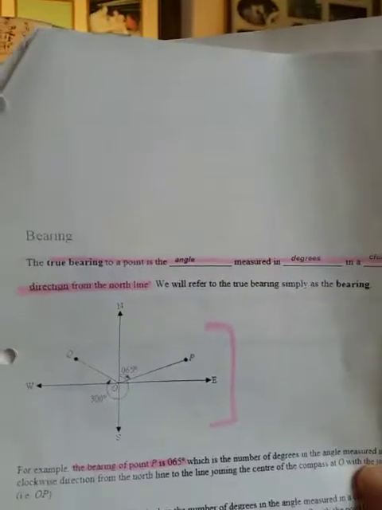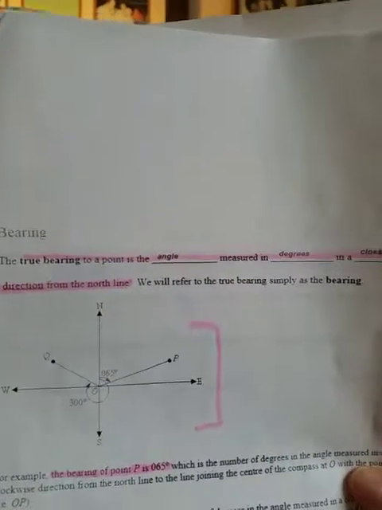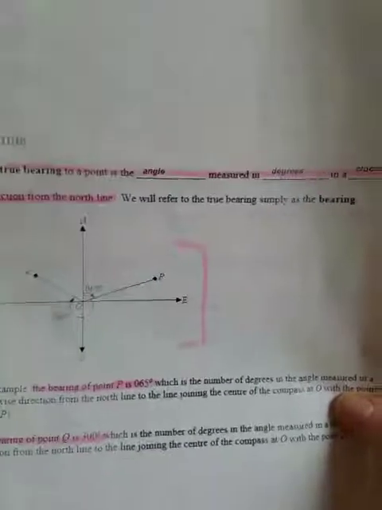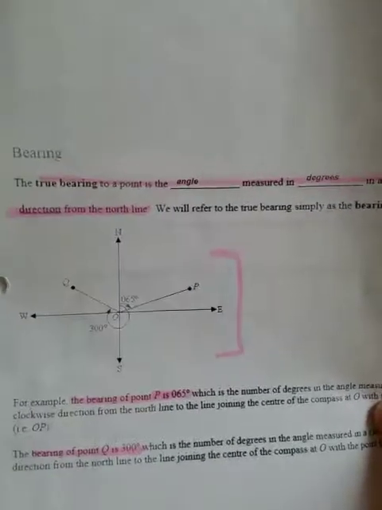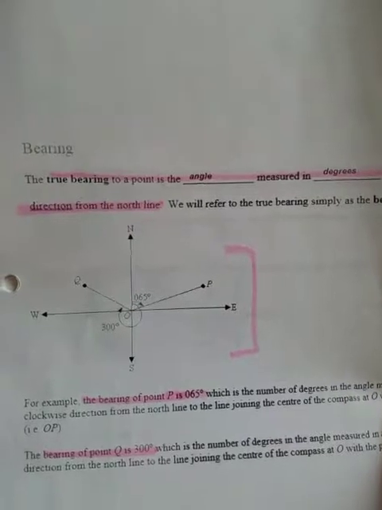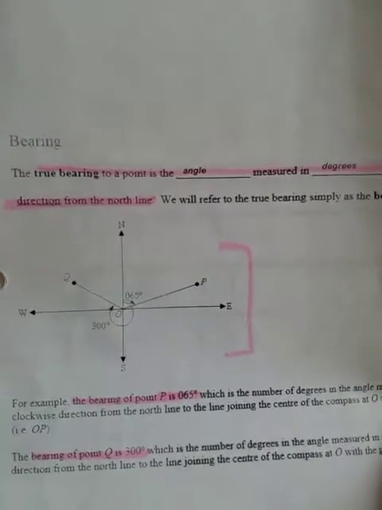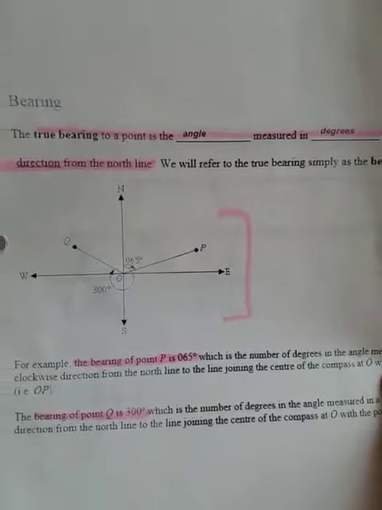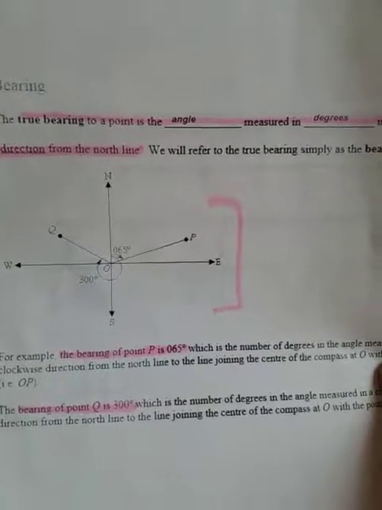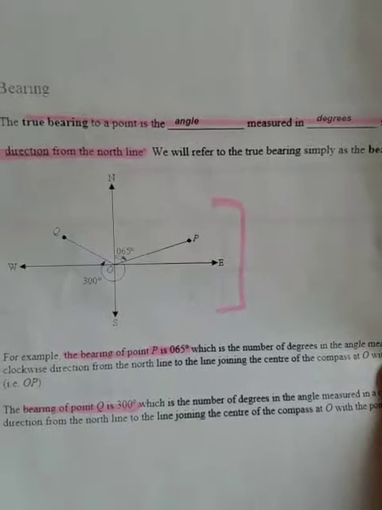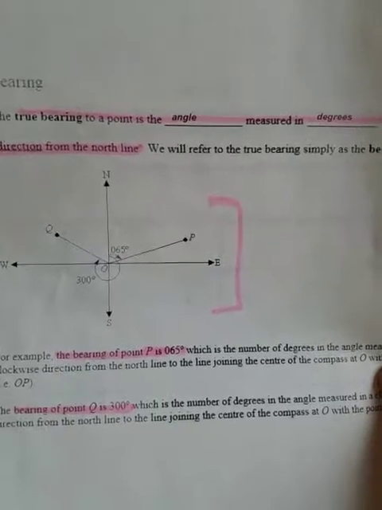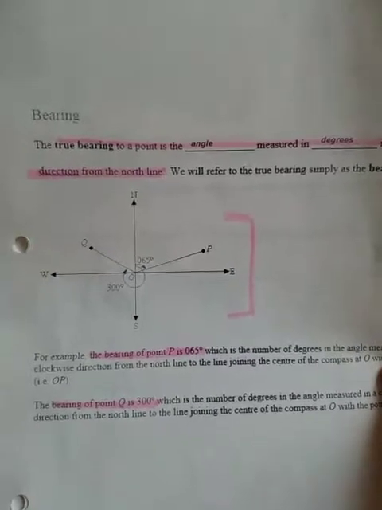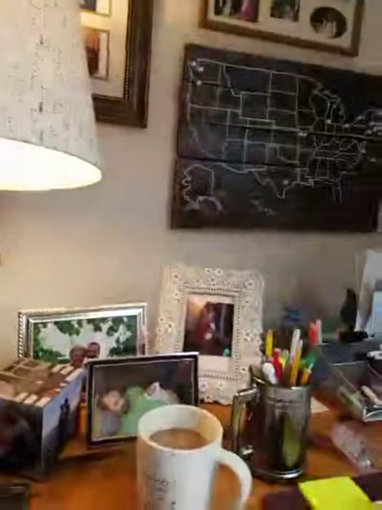True bearing to a point. Sometimes you might see that word in a word problem. It's the angle measured in degrees in a clockwise direction from north. All right, so there you go. You can see how it's all drawn from north, not from 0 degrees at the east line, how we're used to drawing our angles. And so it tells you there the bearing of point P is 65 degrees, and we would call that north of east.